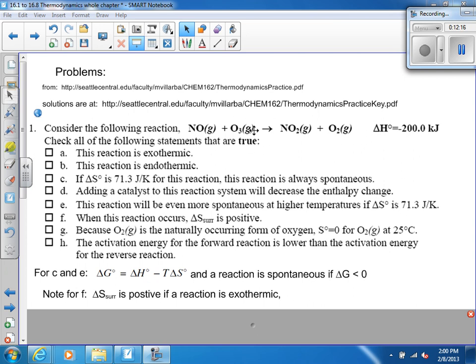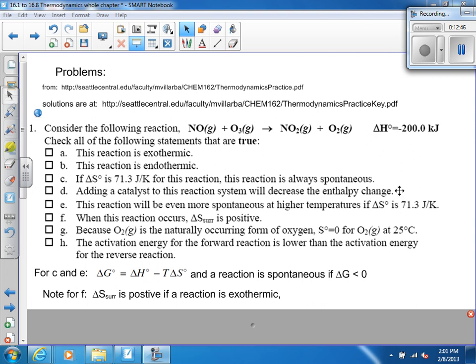All right, number one. This is just general, do you understand this? So we're going to check all the following that are true. And I want you to think about this. We know the sign of delta H, so that tells you if your reaction is endo or exothermic. You're given the sign of delta S. You have the sign of delta H, so you want to think about this equation right here to figure out, is it true that this reaction would always be spontaneous if delta S is positive and delta H is negative?